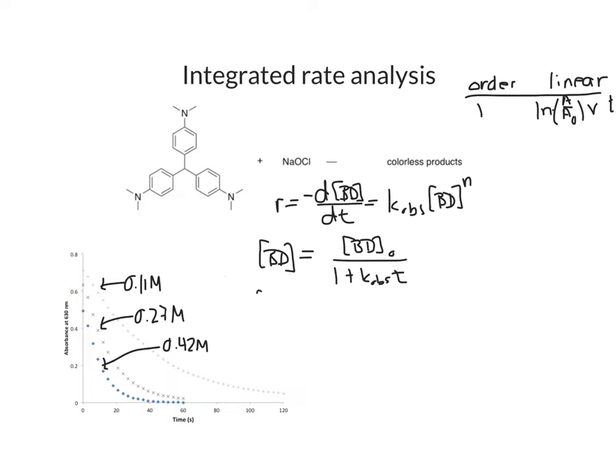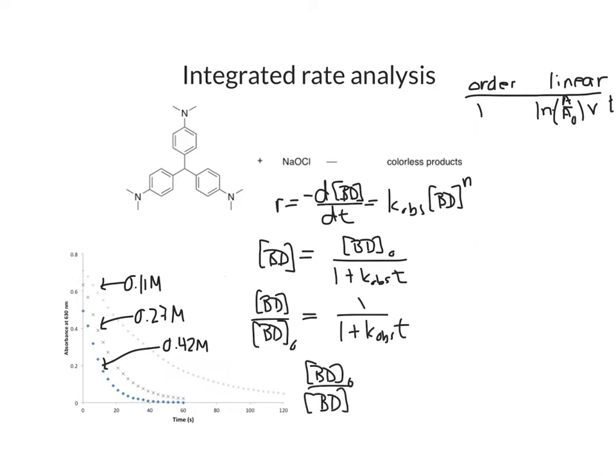So if we do that, and then take the reciprocal of both sides of this equation, we have blue dye naught over blue dye is equal to 1 plus k observed times t. Then we can see that 1 over the blue dye concentration at any time, or the absorbance at any time, will be proportional to the rate constant times t.